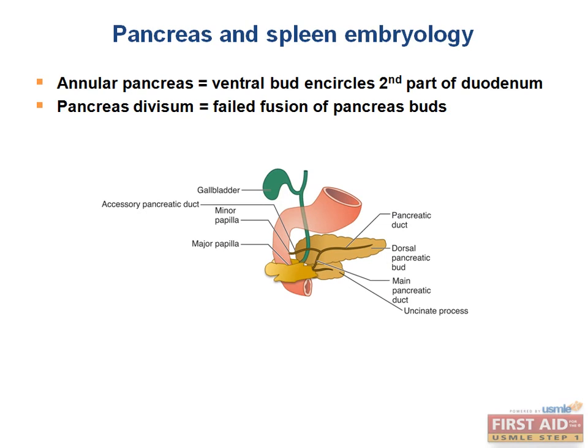When the ventral pancreatic bud encircles the second part of the duodenum, this forms what is called an annular pancreas, and this encircling can result in duodenal narrowing, which you can see here. Finally, pancreas divisum occurs when the ventral and dorsal buds fail to fuse, leading to exactly what it sounds like, a divided pancreas.